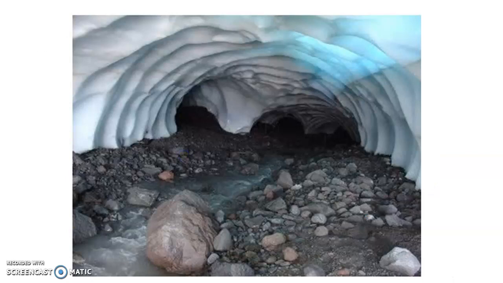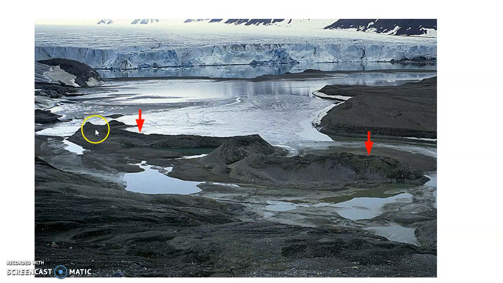Here's an actual picture of a stream that was flowing through a glacier, and we could see these caverns. This is where the water is flowing through the ice. We could see the stream flowing through. The stream's carrying sediment. Eventually, though, all of this ice goes away and the water stops flowing, and we end up with the remains of that stream called an esker. So here's an esker here, the remains of the stream that were once flowing through the ice.